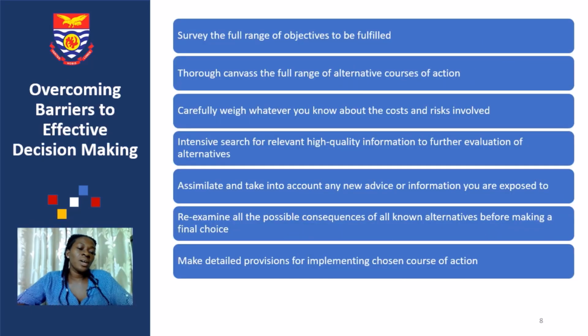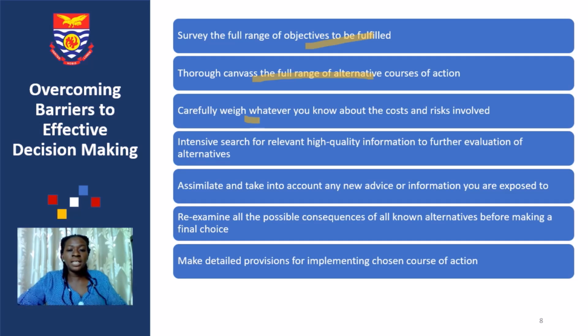So how then do we overcome the barriers to effective decision making as we've stipulated earlier? One is to survey the full range of objectives to be fulfilled. We made mention that the first thing is if you're not able to state the problem well, then the solution won't work. And so we need to look at the full objectives which need to be fulfilled. Then we need to thoroughly canvass alternatives, courses of action to also undertake, and then weigh each course of action against the benefit as well as the cost.